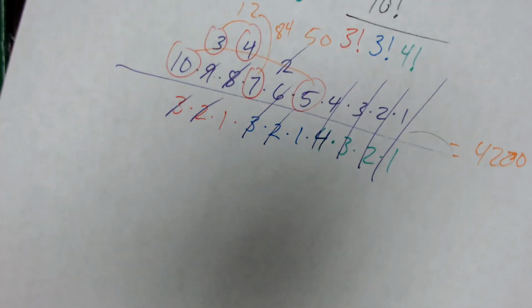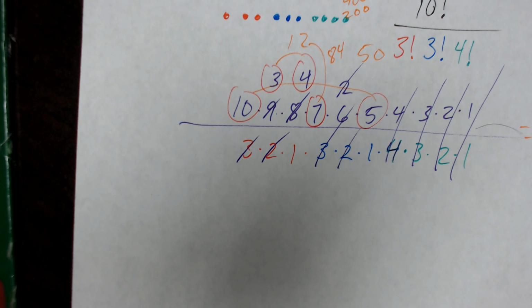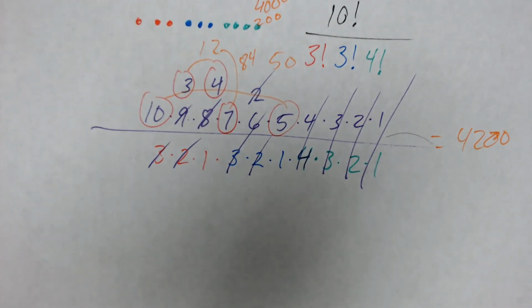You guys can definitely use your calculators, but I just wanted to do it that way. And yep, 4,200 is correct. So that's distinguishable permutations. If you guys have any questions, let me know on Moodle.